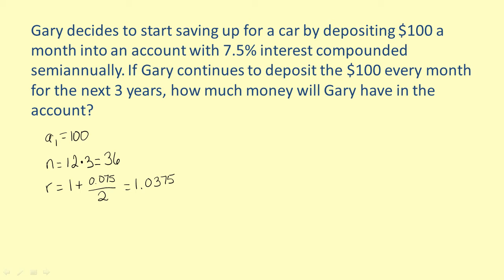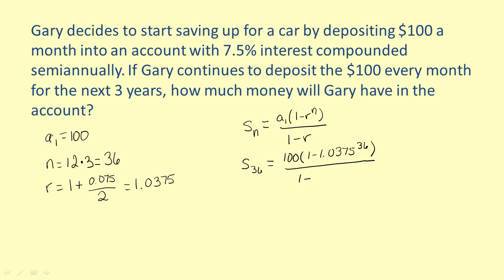Recall that the equation for the sum of the first n terms of a geometric sequence is Sn equals A1 times the quantity 1 minus r to the nth power all over 1 minus r. So let's substitute. We get S36 equals 100 times the quantity 1 minus 1.0375 to the 36th all over 1 minus 1.0375. We can use a calculator to evaluate this expression.